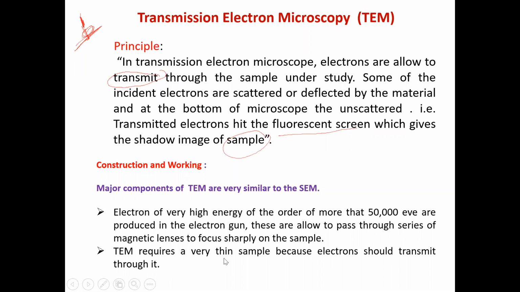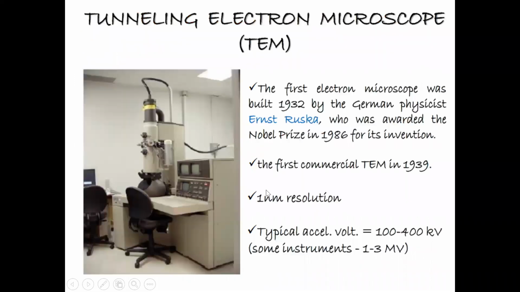TEM requires a very thin sample because the electrons should transmit through it. So in TEM we need a thin sample, because the electrons of TEM should bombard, penetrate and transmit through it. Therefore we need a very thin sample, right?